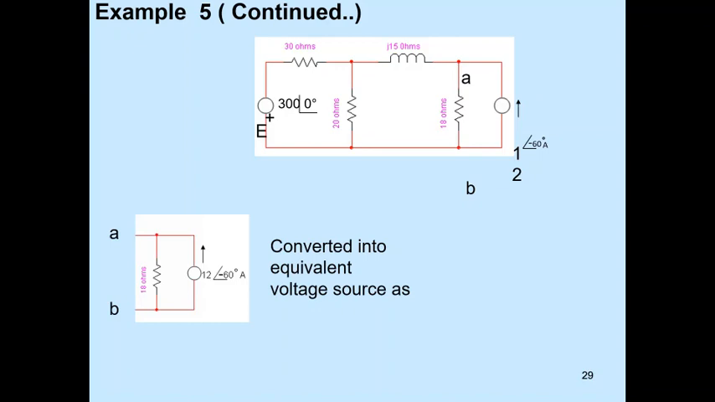Here there is a current source, one voltage source and one current source. So the first step is we have to convert the current source into the voltage source. This 12 at an angle of minus 60 amps current source is in parallel with 18 ohms. That will be converted into a voltage source in series with 18 ohms. That is 18 into 12 at an angle of minus 60, that is 216 volts at an angle of minus 60 volts. Voltage source is in series with 18 ohms.